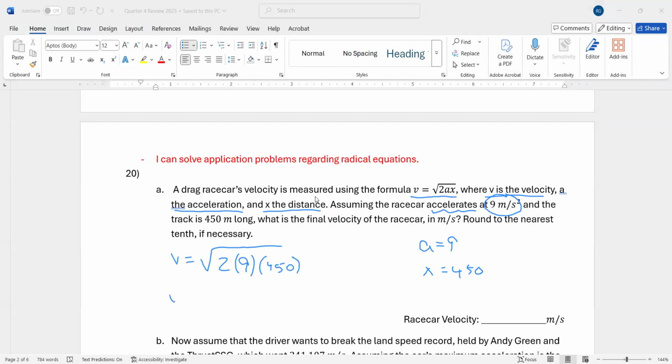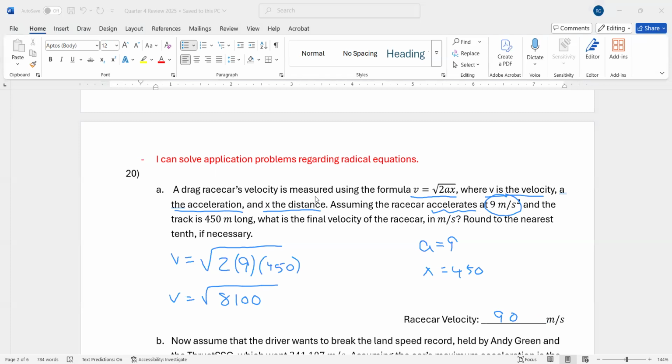We're just going to multiply those three numbers together: 2 times 9 times 450, and you get 8,100. Then I just take the square root of that number. The square root of 8,100 is 90. So the velocity is 90 meters per second. Actually, the label was already there, so you didn't need it. So 90 is the velocity.